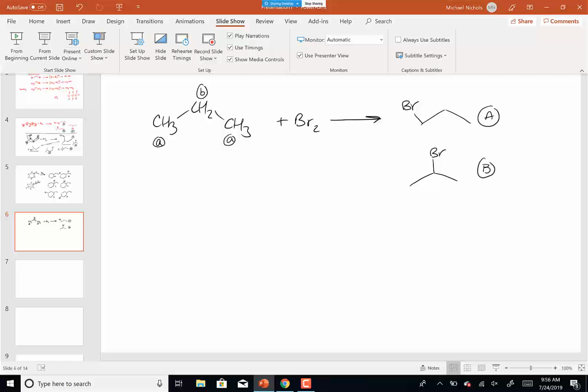Secondary. Okay, so one way to look at this is to say, which of these 2 products came from the most stable radical intermediate? And that would be product B. Right? Because B came from a secondary radical. So you could make an argument to say, well, B is going to be the major product because it came from the most stable intermediate.